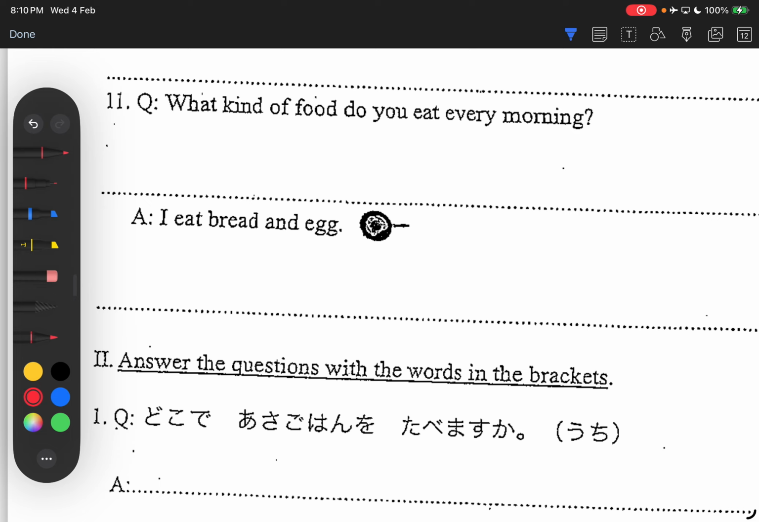Not really. 私は is just like I eat bread and eggs, but it doesn't mean I only eat bread and egg. For only, there's a separate word. But if you're trying to imply that, it depends on the context. If someone offers you a lot of food, and you say watashi wa pan to tamago tabemasu, then it's like I will eat only this. But in this case we don't know the context. Maybe he's only offered these two. If someone brings you to a buffet and asks what kind of food you eat every morning, then watashi wa means I only eat bread and egg.